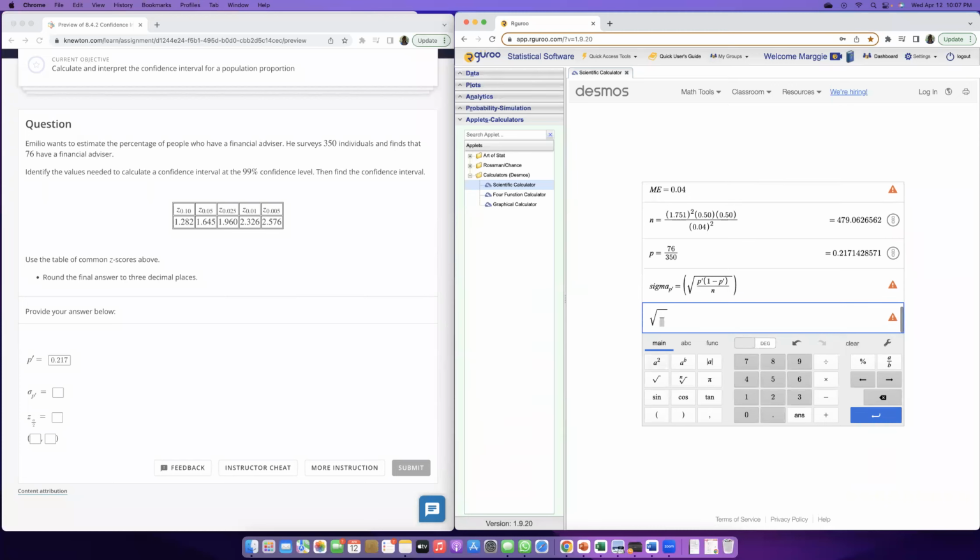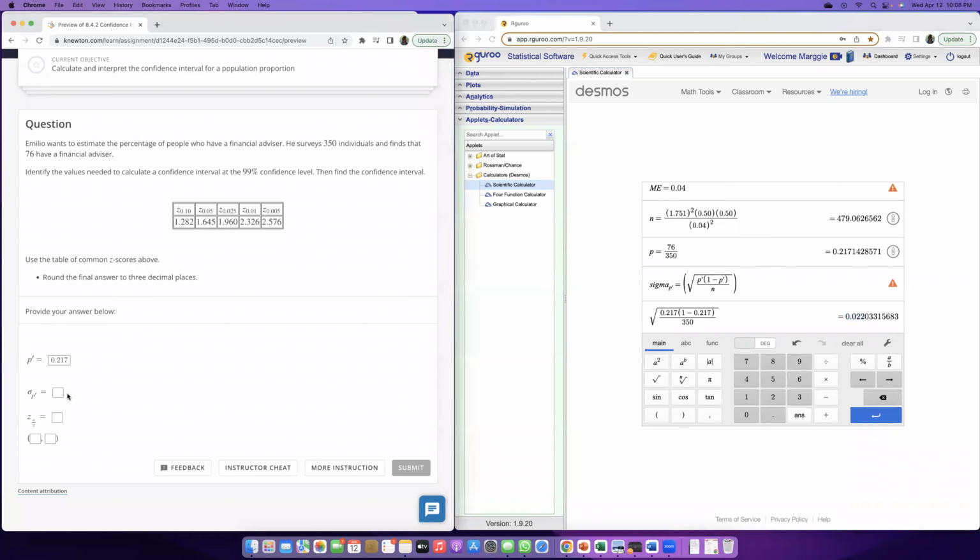So again, we need P, which is 0.217 times 1 minus that same number, and that over the sample size, which is 350. So the standard deviation here is 0.022. Okay.